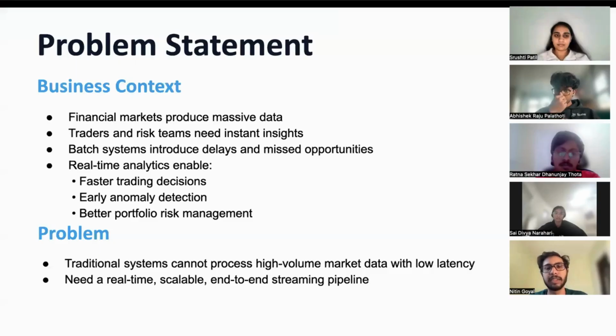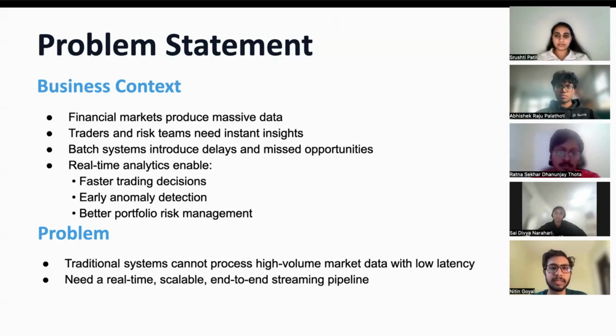Let me start by explaining the problem we are solving. In today's financial market, data is generated at an incredible pace. Stock market prices change multiple times per second, and traders need instant insights to make informed decisions. Timing is everything. A few seconds can mean the difference between profit and loss.